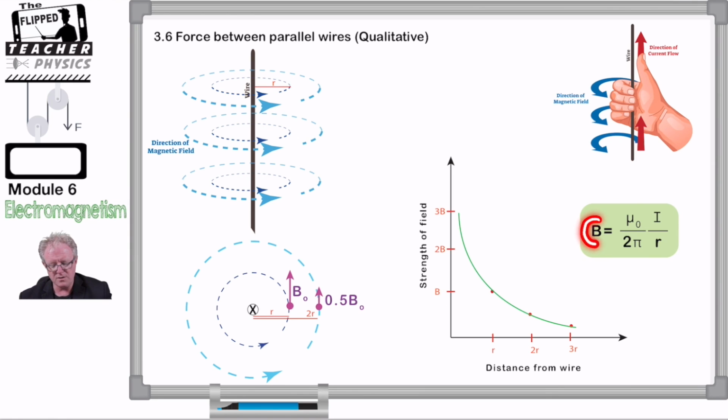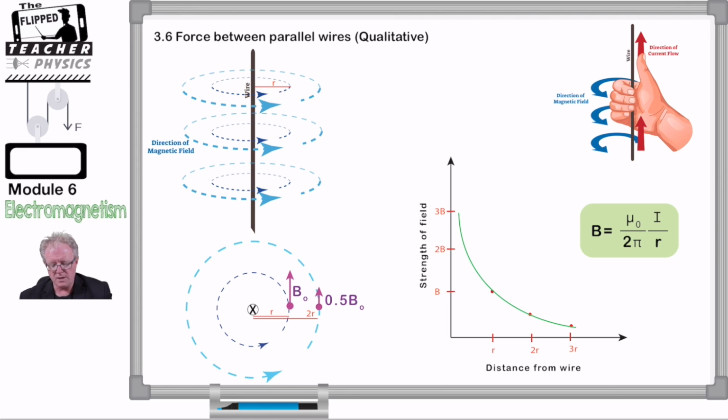It says the strength of the magnetic field is dependent upon this section here, which is really just a constant. It's the magnetic permeability of space, and 2 pi. Okay, in fact it's 2 pi r. And what's 2 pi r? 2 pi r is of course the circumference, which is the circumference of this circle here, right?